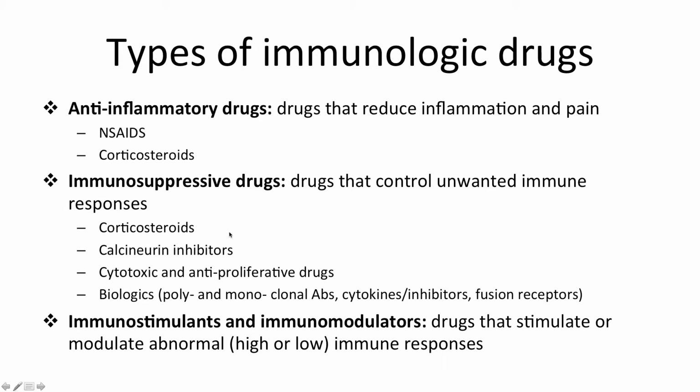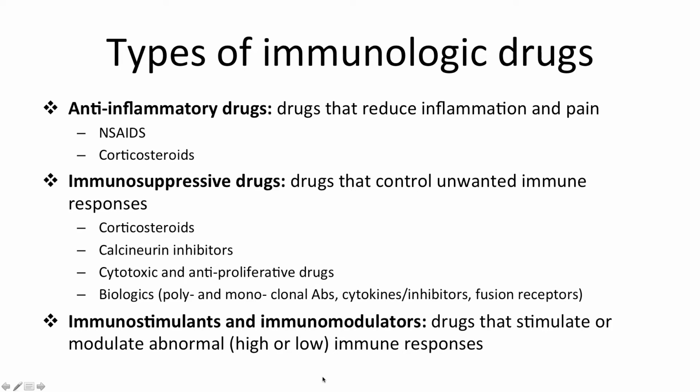Again, corticosteroids fall in this group because they have a broad spectrum of functions. In addition, this group of drugs includes calcineurin inhibitors, cytotoxic and anti-proliferative drugs, as well as biologic drugs, which include poly and monoclonal antibodies, cytokines and cytokine inhibitors, and fusion receptors, and we'll cover that in the next class.